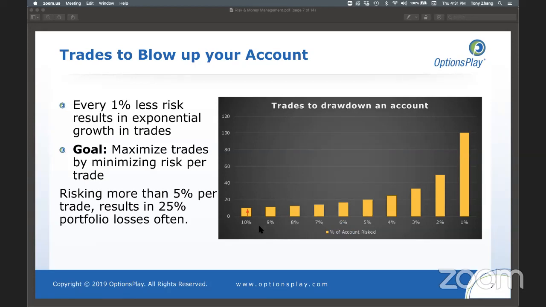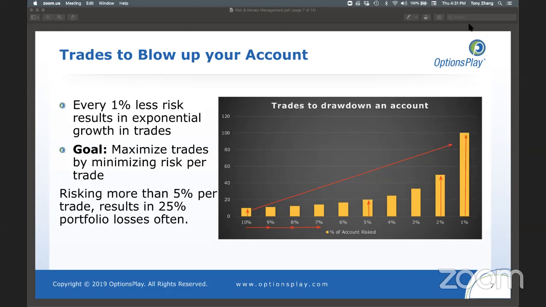So that's why it's so important to think about how much you're putting your account at risk, because for every 1% you decrease per trade, as you can see, the number of trades that you can trade before your account blows up grows at an exponential pace. So at even 5%, you can trade 20 times before your account blows up. At 2%, you can trade 50 times. At 1%, you can trade 100 times.